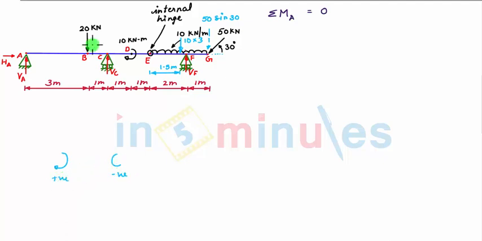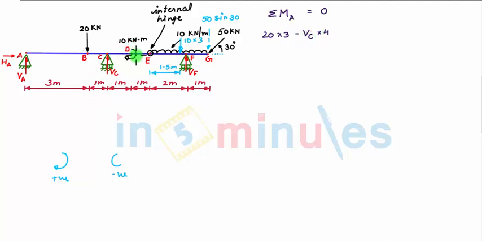So we have a first clockwise moment caused due to the vertical point load of 20 kN acting at a distance of 3 meter from point A. So we have 20 into 3. Next we have an anti-clockwise moment caused due to the vertical support reaction VC acting at a distance of 4 meter from point A. So we have minus VC into 4.